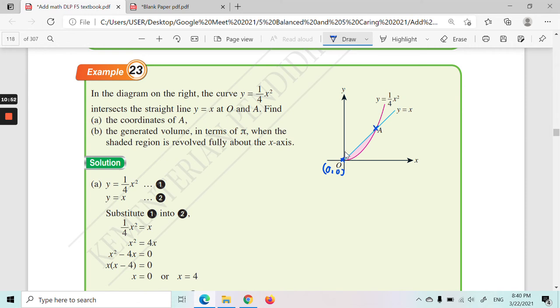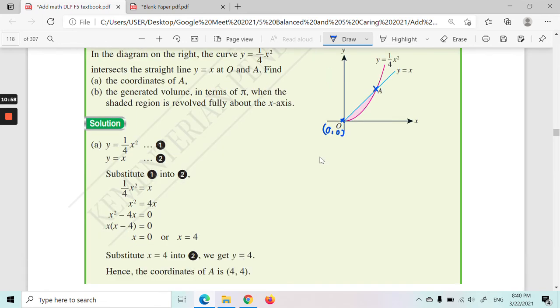So how to get this point? Because this is the intersection point, you just solve it simultaneously. So solve it simultaneously like this. Cross multiply, bring it to the left hand side. So quadratic equation, factorize it, getting 0 and 4.